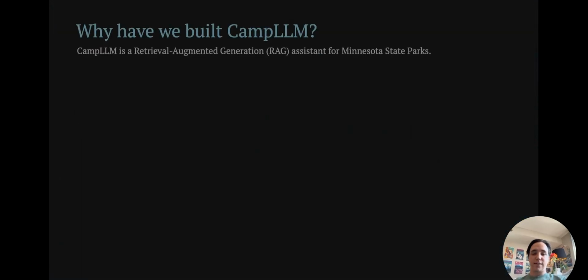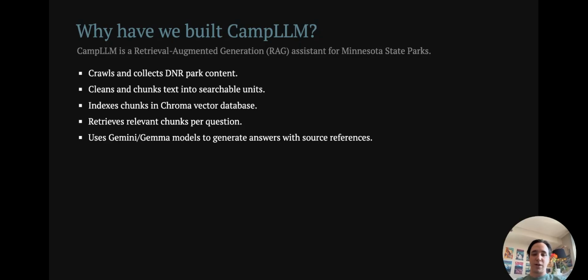CampLLM at its core is a RAG system, a retrieval-augmented generation. It crawls the DNR parks pages, cleans up the text, and stores those chunks in a vector database. So when you ask a question, it finds the most relevant chunks and feeds them into an AI model so that it can answer with source links. So you always know where the information came from.